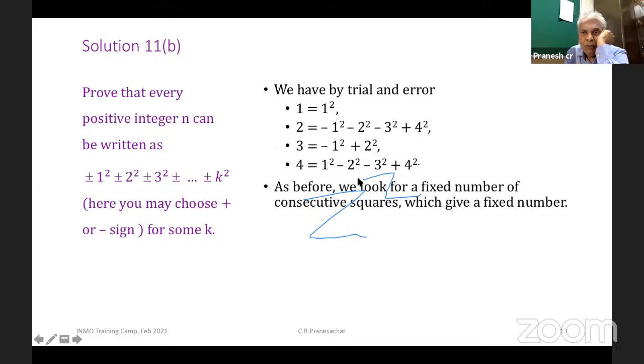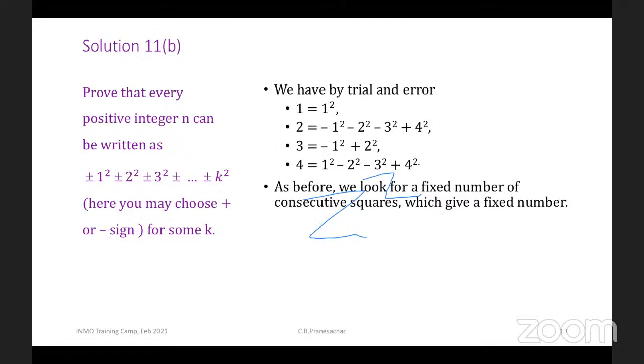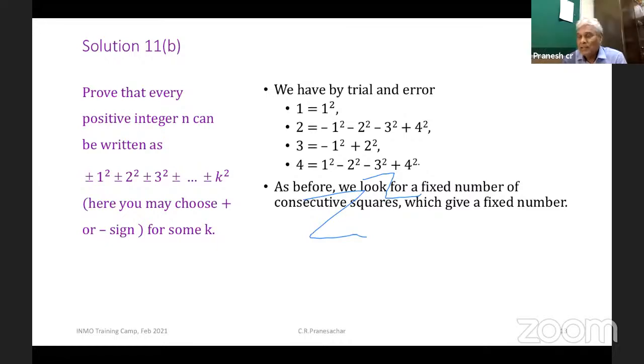Okay. Now, again, we look for a fixed number of consecutive squares which give a fixed number for a suitable choice of signs. So will n squared and n plus 1 whole squared give a fixed number? Sir, I have just found that minus k squared plus k plus 1 squared plus k plus 2 squared minus k plus 3 squared gives a constant number 4. Please say that again. What is the order of signs?